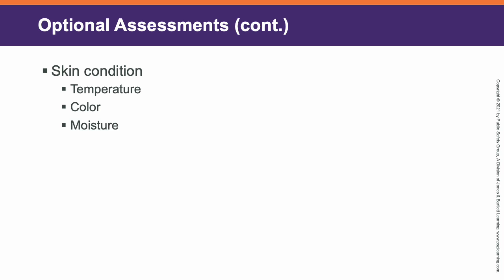Some other things we can look at: skin condition, the temperature, the color, the moisture may teach us a few different things. The color of your skin, like if it's blue, if it's really red. Blue may lead us to believe a lack of oxygen, whereas redness leads us to believe some sort of inflammation. Okay, moisture could be sweat, temperature, those types of things are what we may look at.